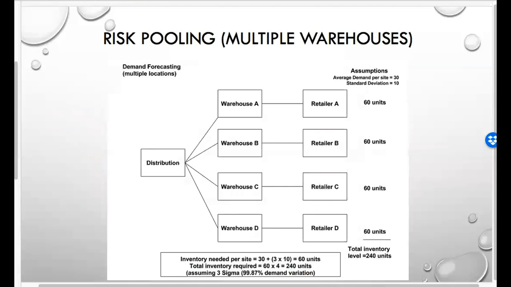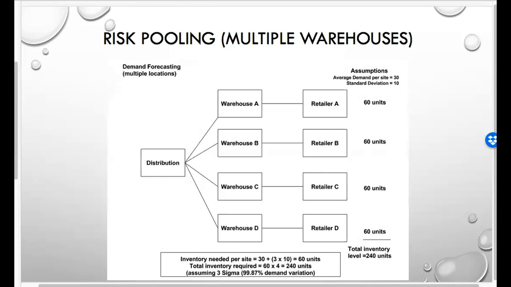So I'm going to go through this example. So let's say that we have a system where we have one distributor with 4 warehouses and 4 retailers. If we also are going to assume that the average demand per site is 30, and the standard deviation is 10. And our management has said that we need to fulfill demand up to 3 sigma of demand variation. So it's 3 sigma from the mean. So not 3 sigma total. So it would be 6 sigma total.